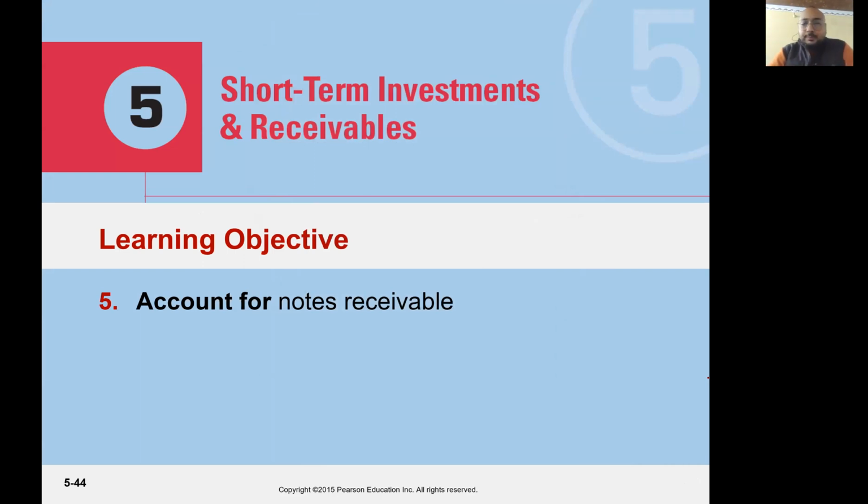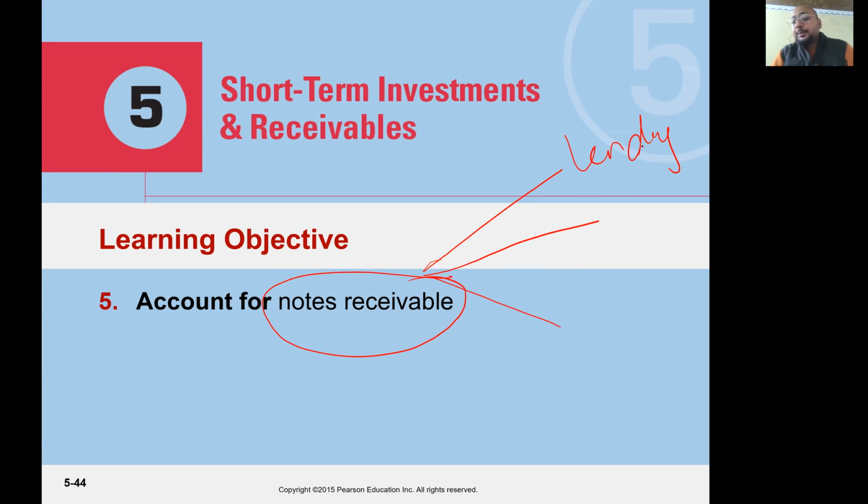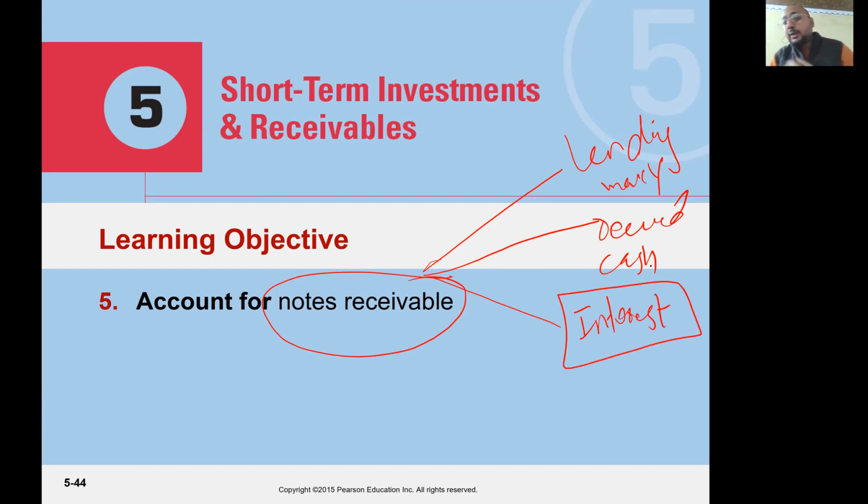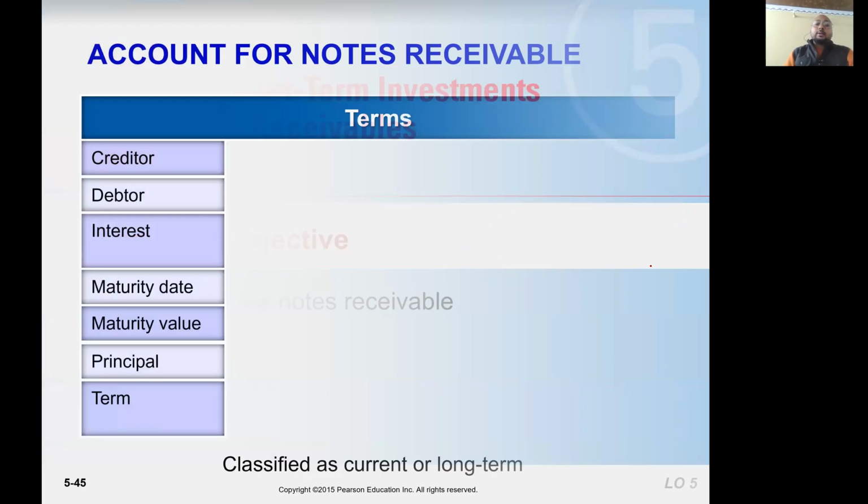Now, notes receivable. So the characteristics include: first, it occurs with lending money. So you not only receive money, but also interest as well. So when you receive interest, that would be interest revenue. All right. So here we go.